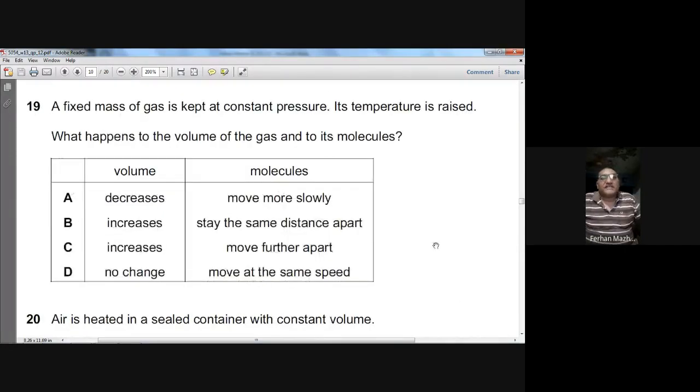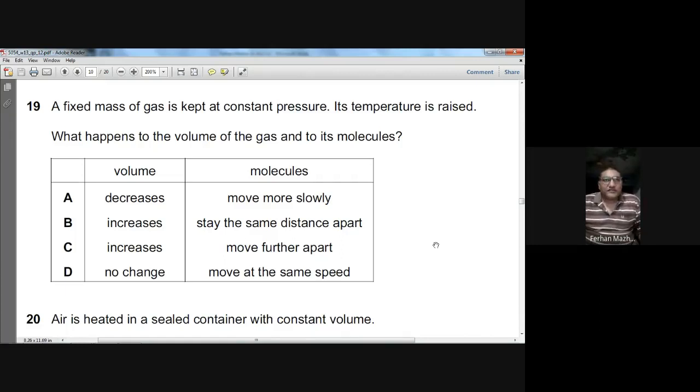On your screen you can see question number 19. A fixed mass of gas is kept at constant pressure. Its temperature is raised. What happens to the volume of the gas and to its molecules? You know, it is at constant pressure and its temperature is changing. When you keep the pressure constant, the temperature and the volume are directly proportional to each other. So you see when the temperature rises, the volume will increase.